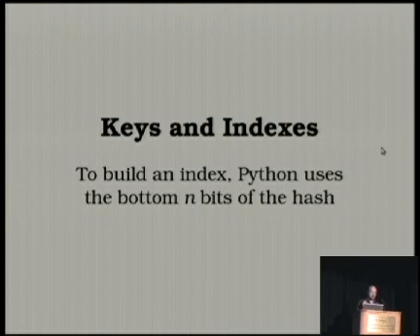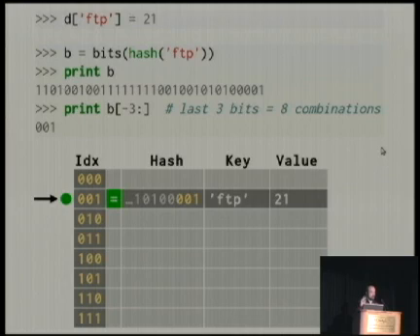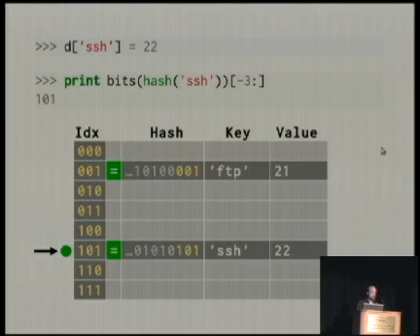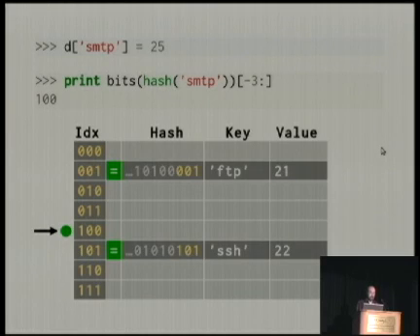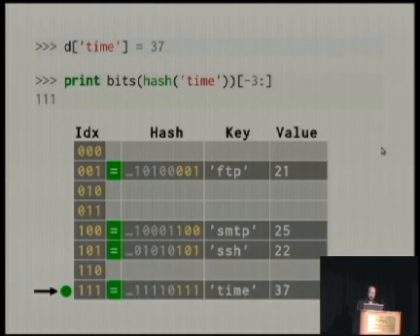So, in order to build the indexes that it needs to get into the list, into the hash table, Python uses the bottom n bits of the hash. So let's say that we start with this empty dictionary and we want to store something under the key FTP. Well, it's going to compute the hash, it's a big binary number, pull off the last 3 bits, 001, and go check that slot, find that it's empty, and decide to store the key and value there. When you want to store SSH's port number, it hashes SSH, looks at the last 3 bits, oh, that slot's free, SSH goes there. SMTP, the big long hash, ends with 100, and that's a free slot. Time ends with 111, and www happens to end with 010.